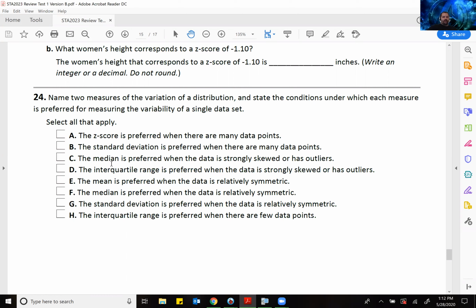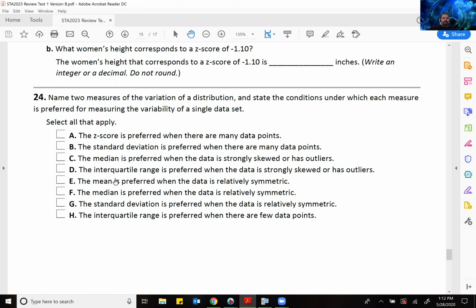Is median a measure of variability? No. Is that a yes or no? No. So no median. What about interquartile range? Is that a measure of variability? Yes. And is this correct? We use it when we have skewed data. Yes. So D and G so far. Let's double check one last piece, because they give us one more here.